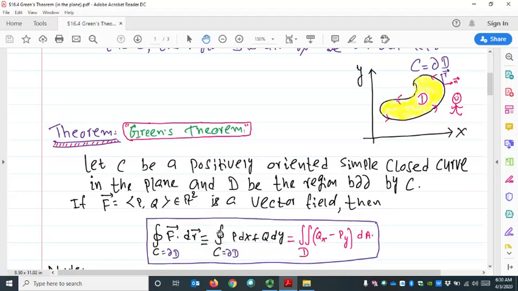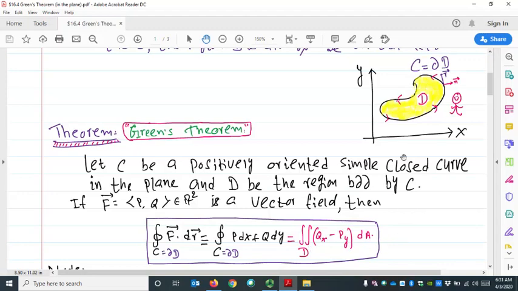This is again a line integral in differential form, equals the double integral of Q partial derivative with respect to x minus P partial derivative with respect to y times dA. dA is the area element. So this theorem says instead of computing line integrals along the boundary, we just compute the double integral inside the region D bounded by that curve C.